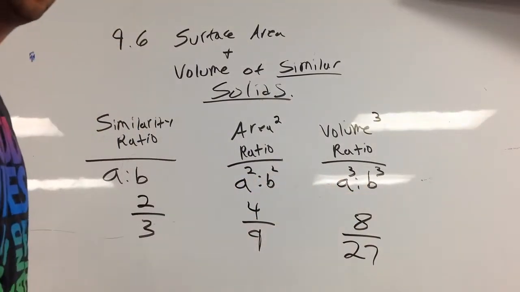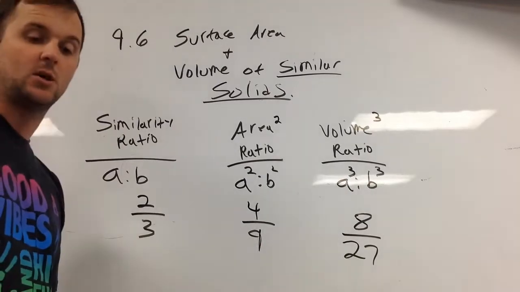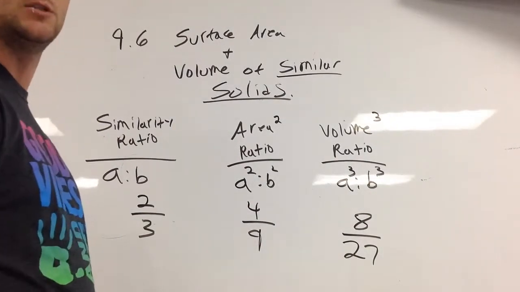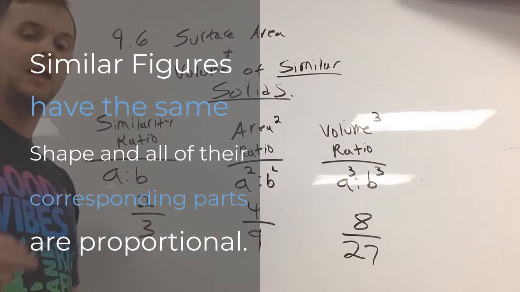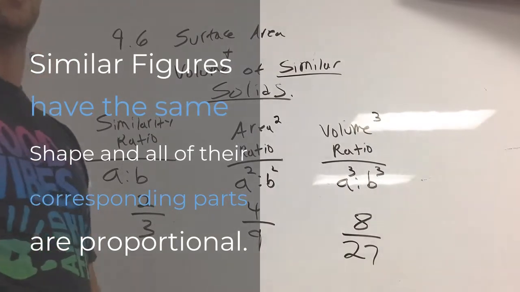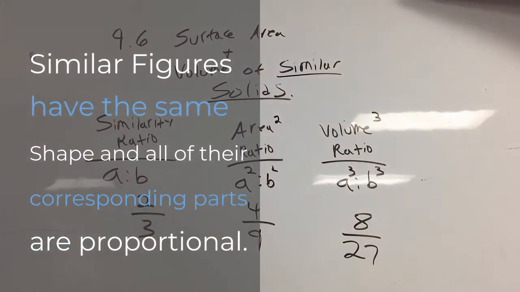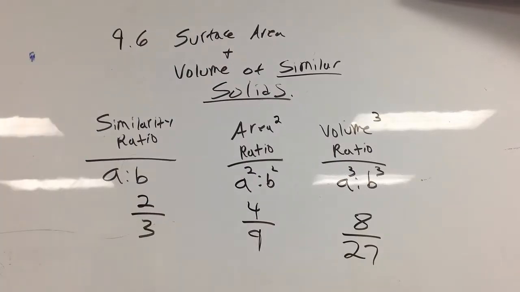And the one vocabulary word that you have on your notes is: similar figures have the same shape and all of their corresponding parts are proportional. So now let's flip over and look at some examples here.